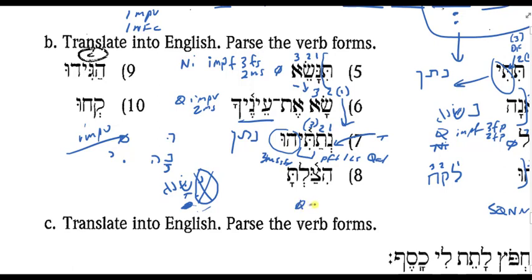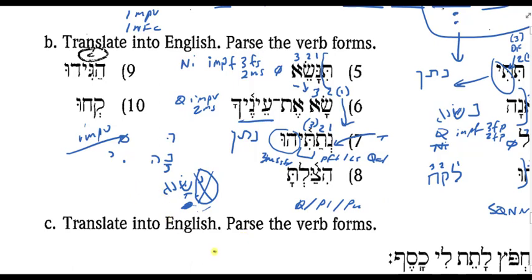Yep, I have qal, piel, and pual. Those are the only three that don't have prefixes in the perfect, right? The nifal has the nun prefix, and the hifil and hofal have the he prefix. The hitpael always has a hit prefix, which is easy to spot. Okay, so the piel and pual are going to do what with roots 1 and 2?